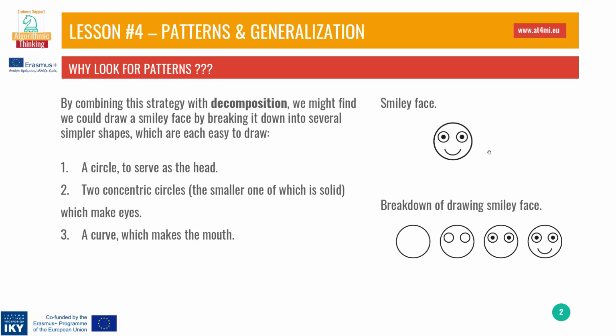1. A circle, to serve as the head. 2. Two concentric circles, the smaller one of which is solid, which make eyes. 3. A curve, which makes the mouth. The solution for this one example points the way to a general solution. Any complex, unfamiliar shape can be considered as being made up of several simpler, familiar shapes, as we can see on the next image.